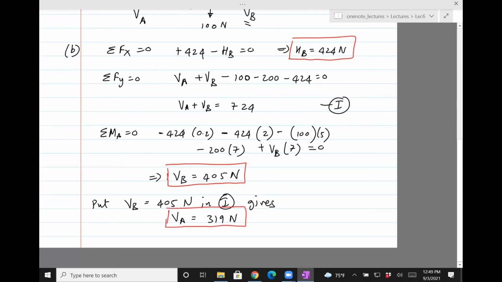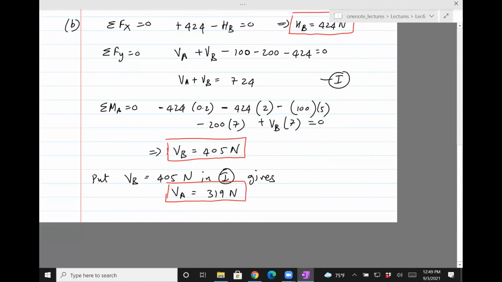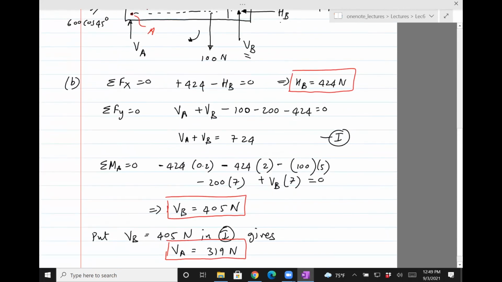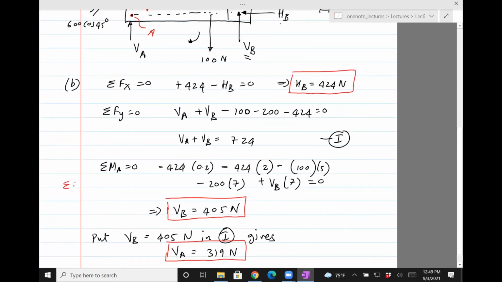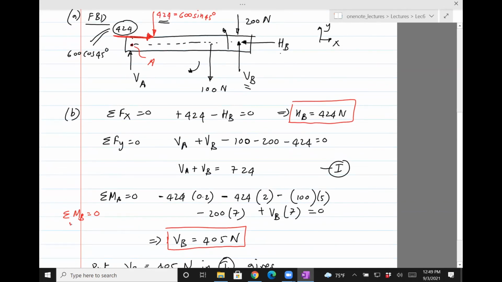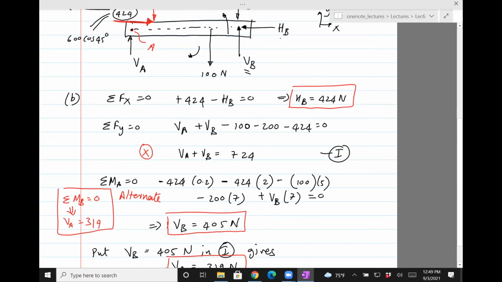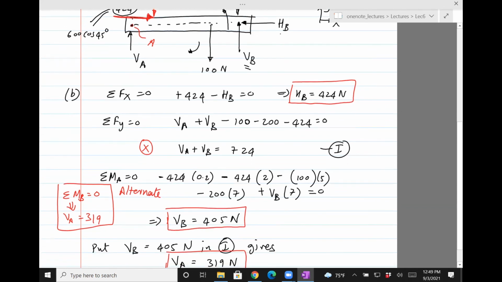So that's it. This is how we solve for VA, but the other way to solve for VA is you could do moment about B equal to 0, and this will also give you VA equals 319. This is the alternate way to do this. In this case, you will not require this equation to solve for VA. You can only use the moment equation. So this is a case where I use the moment equation twice and solve for VA and VB without using the sum of forces in y equals 0.